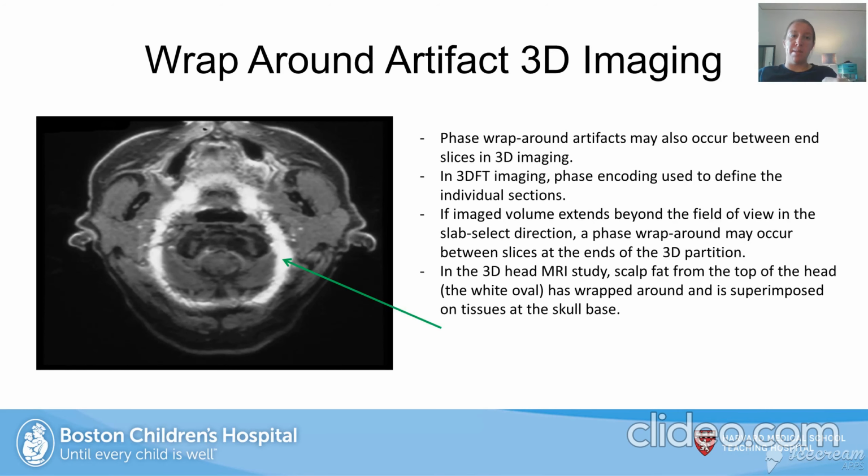So this is an example of a wraparound artifact that will occur in the 3D space. This is a 3D head MR study. The scalp, the fat from the top of the head, this white oval, has been wrapped around and is superimposed on the tissues at the skull base. So now you have to deal with artifacts in the 3D space, and you have to be aware that they are there.